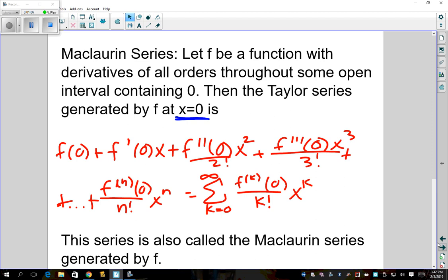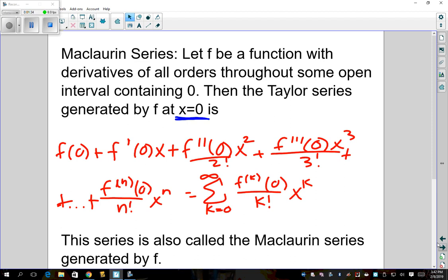So to give you an idea of what I'm talking about, we have this thing called a Maclaurin series, and basically we need f to be any given function that is differentiable throughout all orders. So it's continuously differentiable. And then we create what we call a Taylor series at x equals 0. So we're just focused on x equals 0.